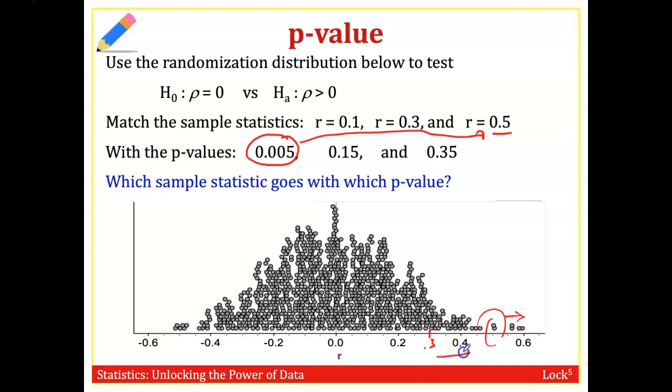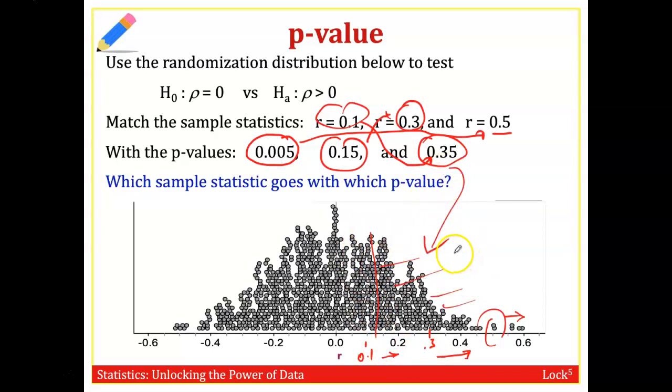The probability to the left is certainly more than 0.015, but not as much as at 0.1. So the 0.015 will go with r of 0.3, and r of 0.1 is the least extreme, the least inconsistent with the null. So that gets a p-value of 0.035. So this is the area to the right, about that 0.035. Okay? So I hope that makes sense for you. But that's the logic that we're trying to get to here.